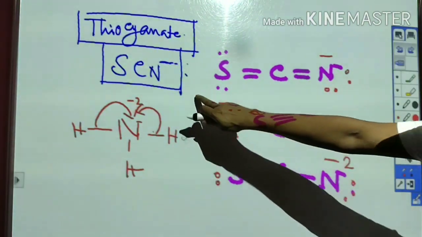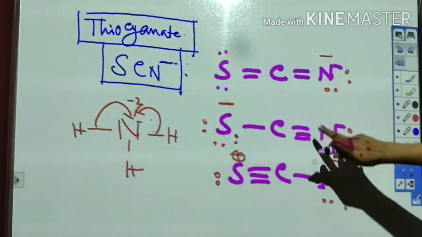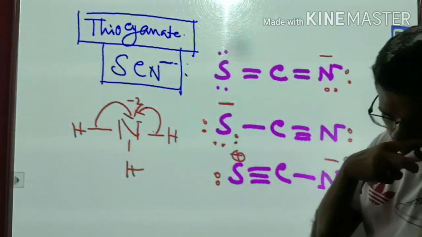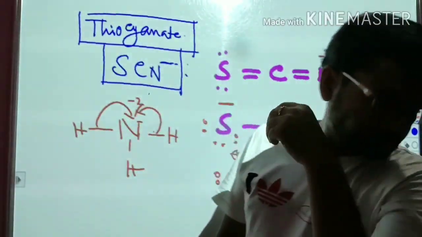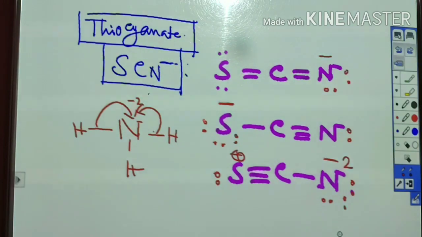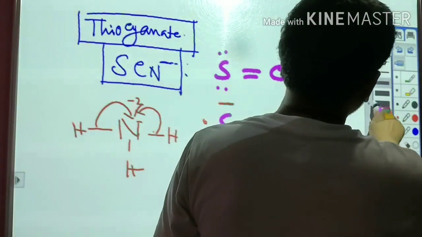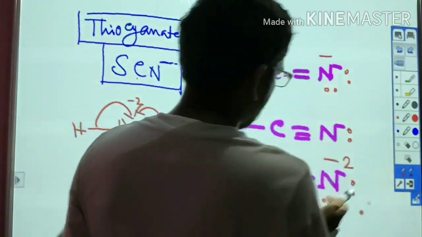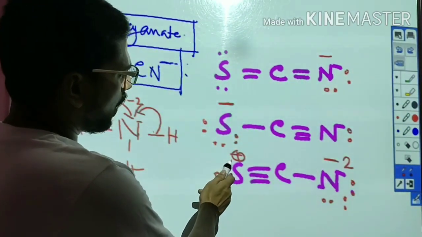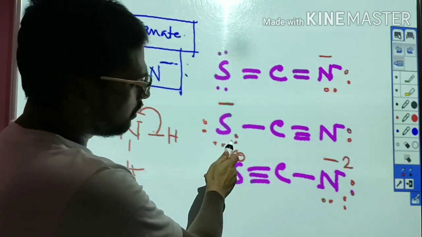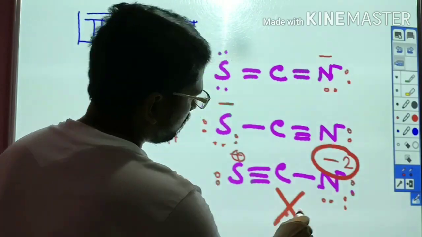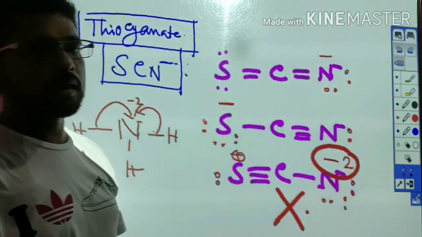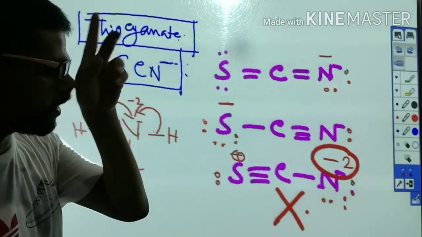Now out of this one and this one, which one will be the best one? Can you guess which one will be the best one? Very simple. Here the formal charge is maximum, -2, and sulfur won't be happy with positive. The formal charge is maximum on nitrogen, so remove that one. This is not the best one.